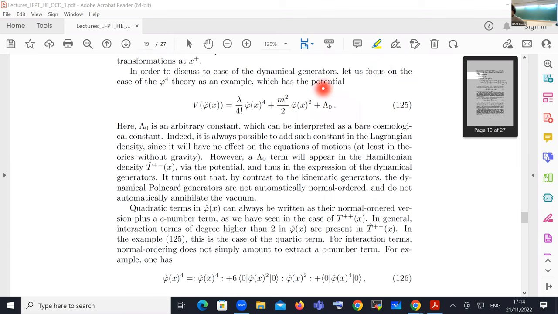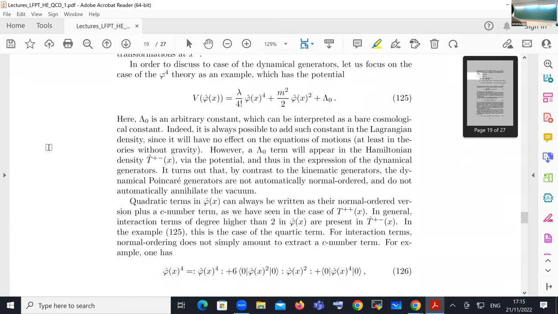But still, since it's part of the potential, it will appear in the T plus minus component of the energy momentum tensor, which was containing the potential, as I was telling. Recall that in light front quantization, this is what plays the role of Hamiltonian density. So if you integrate that over X perp and X minus, you get P minus, the generator for translation in the X plus direction. So that's what gives you the evolution of the system along X plus.